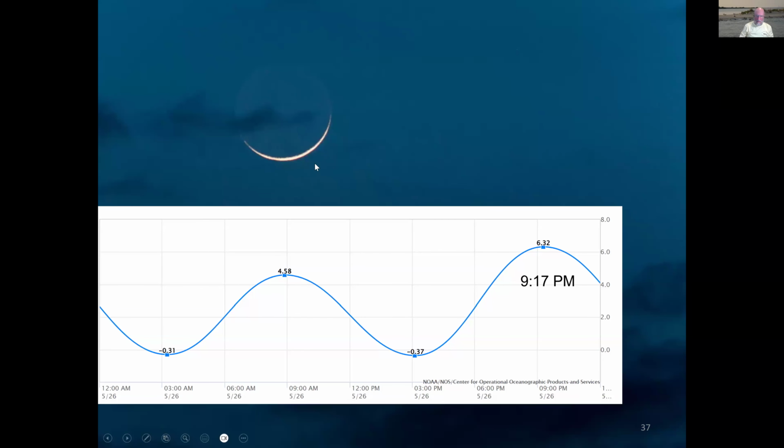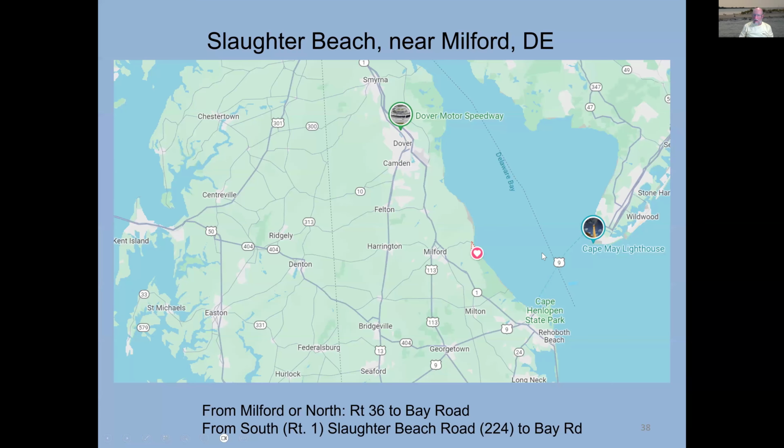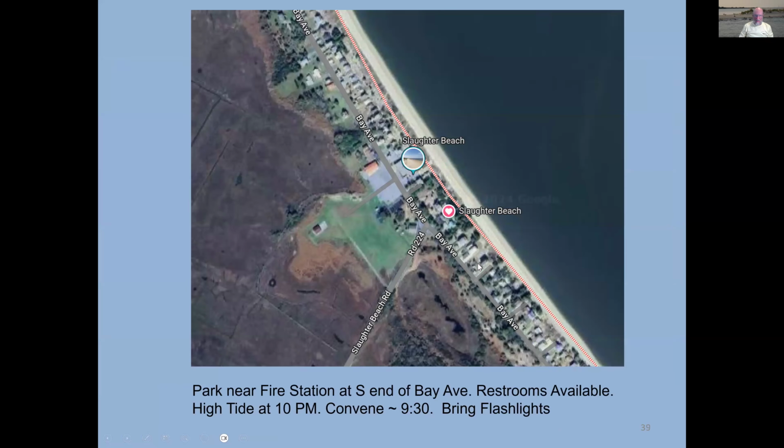Our date is Monday the 26th, and the tide will be high about 9:17 p.m. And that's when we'll see the horseshoe crabs coming out of the water, and they'll be pooling on the beach for an hour or two afterwards, but that's a prime time to see them. I'm sure you've all been given directions to the place. Slaughter Beach is just east of Milford on the coast of Delaware there. And you've all got directions how to get there.